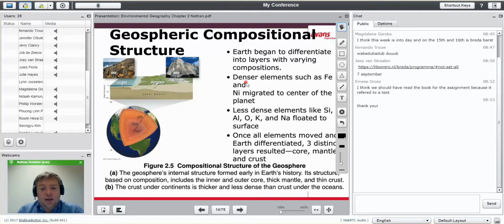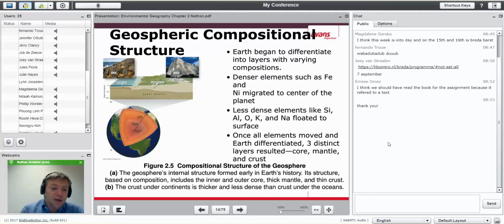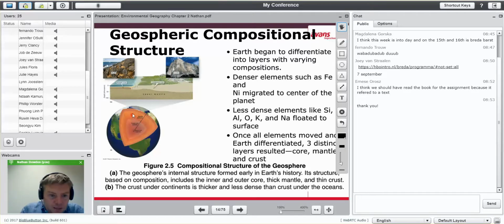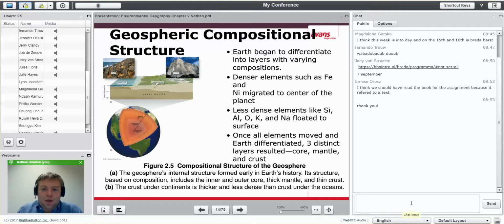Like I mentioned already, the denser elements such as iron and nickel migrated to the center of our planet. They are very deep, and the molten core of the planet is almost 100% iron and nickel. Less dense elements like silicon, aluminum, oxygen, potassium, and sodium floated, because it was still a liquid. They floated to the surface, and because of this, the elements have three different layers called the core, which is obviously the center of the planet, the mantle, which is this part, and the crust, which we walk around on today.